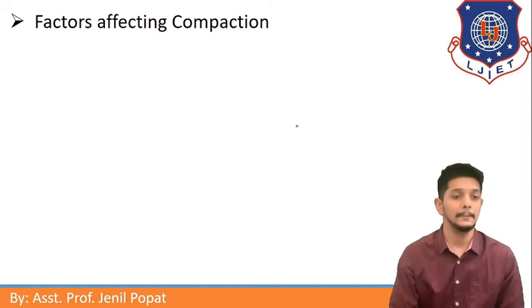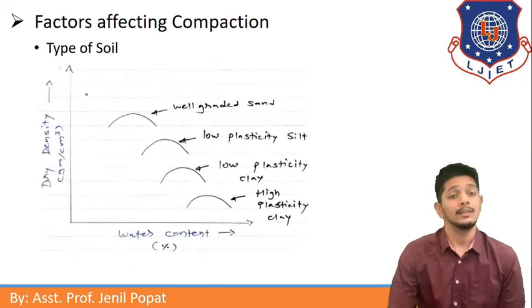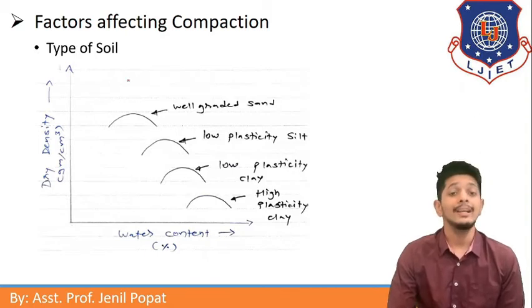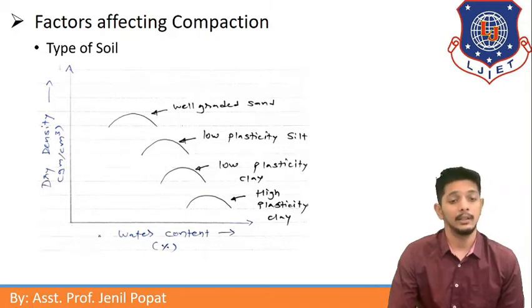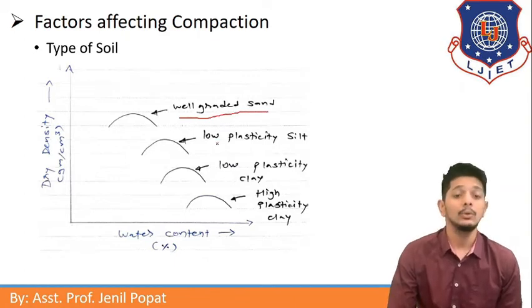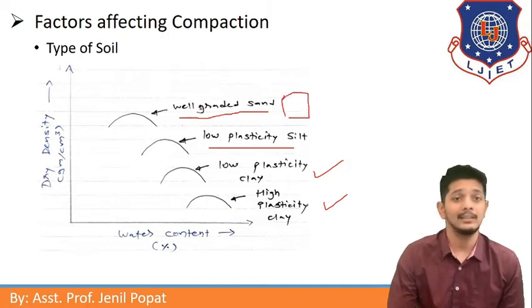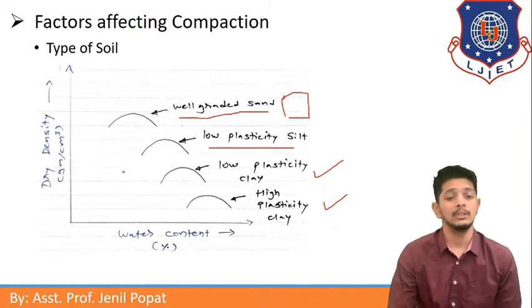Let us move further. Type of soil. Maximum dry density is achieved according to the soil type. Let us see this graph, dry density versus water content. Here the maximum MDD is achieved by well graded sand. Compared to low plasticity silt, low plasticity clay and high plasticity clay, well graded sand will have the highest MDD. So this is how type of soil matters. Let us move further.